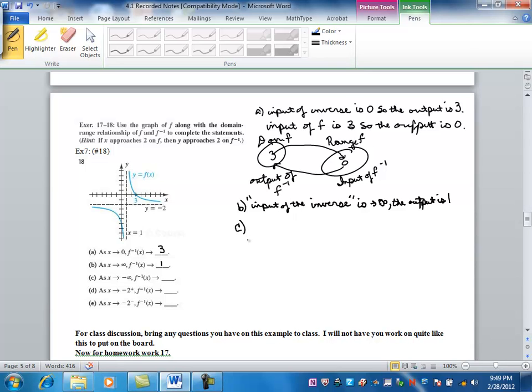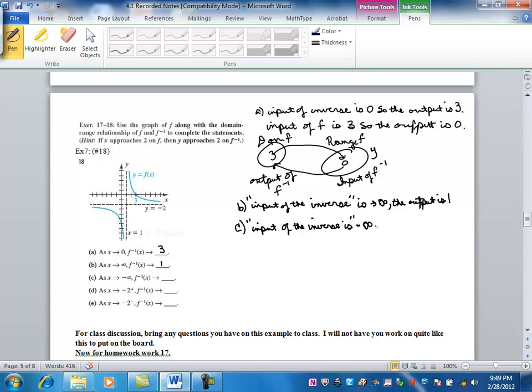Still a little unsure, still a little shaky? Well, let's look at part C here. Now you'll notice in part C, the input of the inverse is negative infinity. And again, I'm going to put the input of the inverse in quotes because we really can't input negative infinity into a function. But remember, these are the y's that live over here. Alright, so as y is approaching negative infinity, well, where's y approaching negative infinity? Right here, my y's are going down.